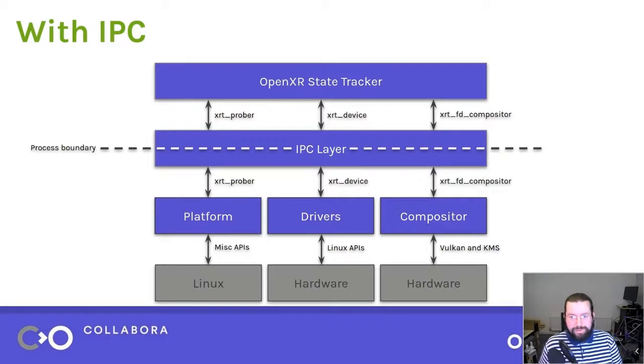There's also, adding more complexity to this, an IPC layer that we insert between all of this. So you can run multiple applications. You run the compositor in one process and then connect to it via the IPC layer. And the IPC layer just implements the same interfaces as the system underneath. So it's sort of invisible to the OpenXR state tracker that sits on top of it. So it's just a layer, basically.